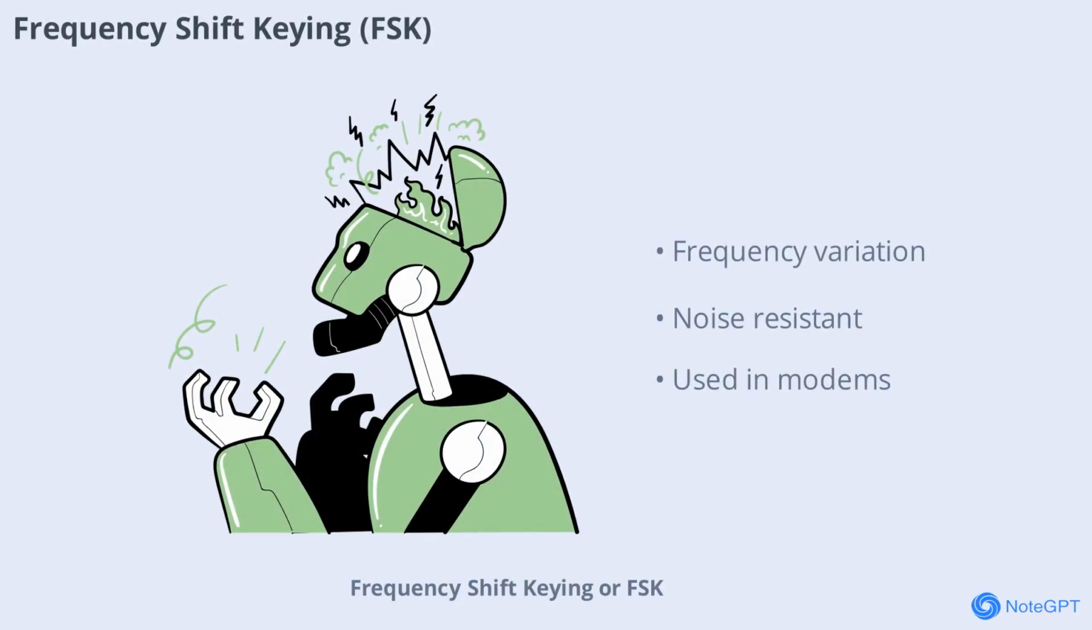Frequency shift keying, or FSK, uses different frequencies to represent binary data. For example, one frequency might indicate a binary 1, while another frequency represents a binary 0. FSK is more robust against noise compared to ASK and is widely used in applications like modems, radio transmission, and RFID systems. Its reliability and simplicity make it a popular choice for many digital communication systems.